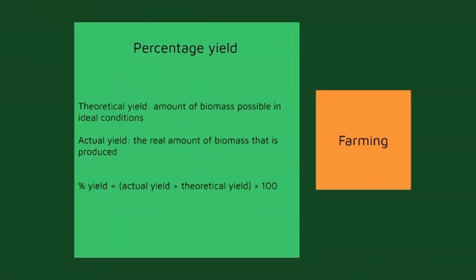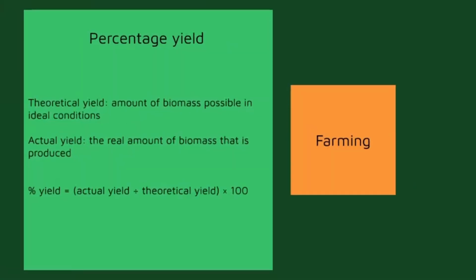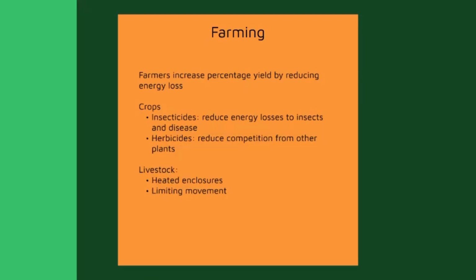As I said before, farmers can do this using pesticides. So these can be split up into insecticides, which are chemicals which kill insects that can eat or damage crops, and the other thing that can be used are herbicides, and these kill weeds or unwanted plants that compete with the crop. So this also increases the net primary production of the crop.